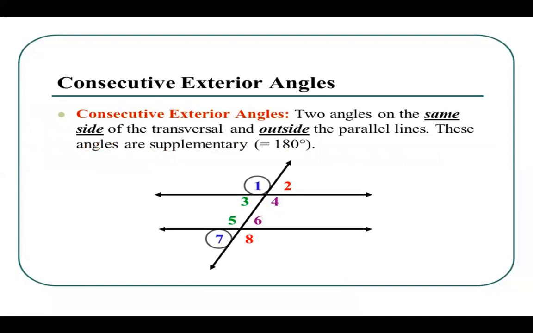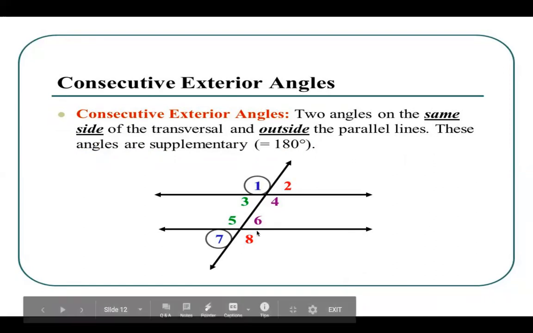Consecutive exterior angles also form 180 degrees. Those are two angles on the same side of a transversal and outside of the parallel lines. So these two lines, for example. Same thing, these two, 2 and 8, okay?